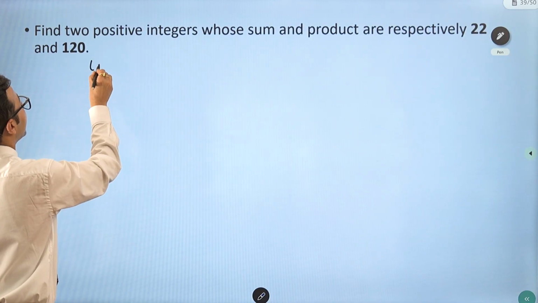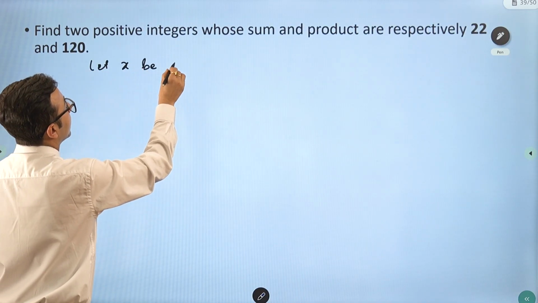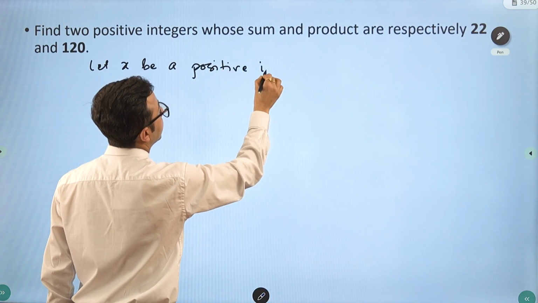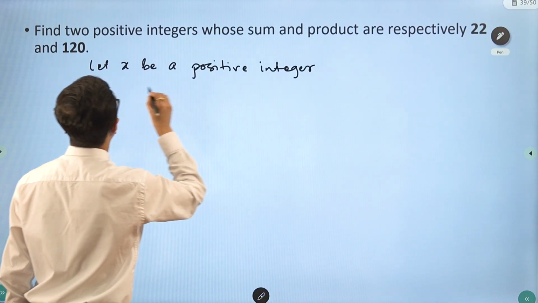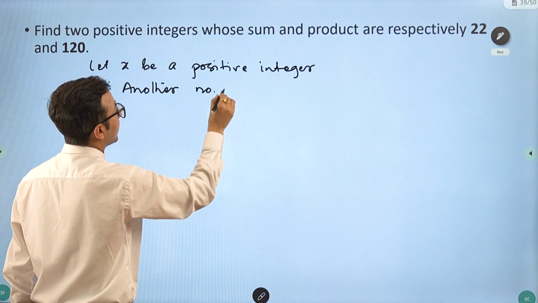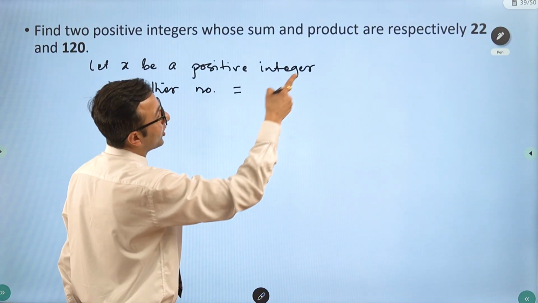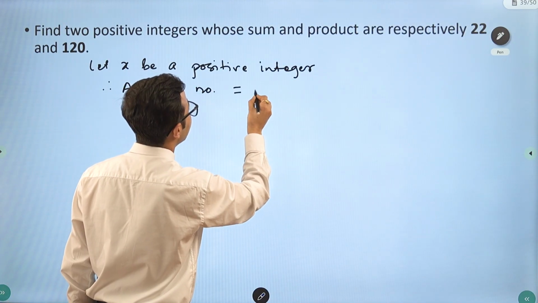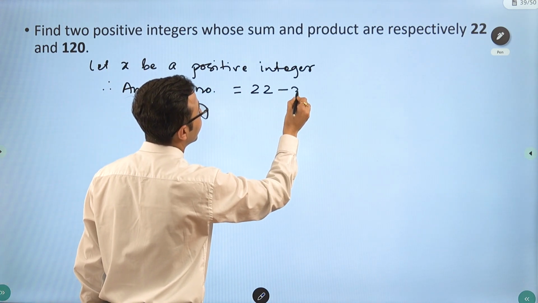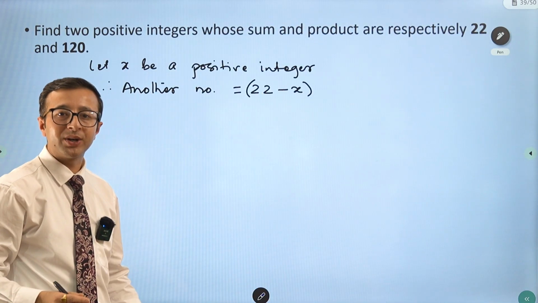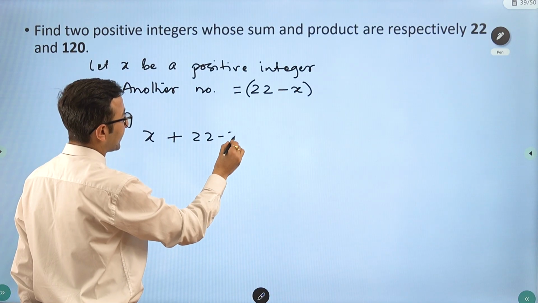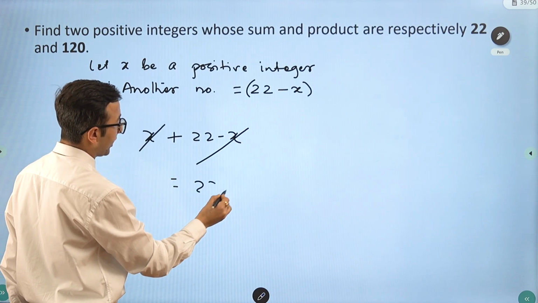So we'll assume that let x be a positive integer. Therefore, another number is equal to the total sum. How much is the total sum? Total sum is 22. And the given number that we assumed here as x, so the other number will be 22 minus x, because we are doing the quadratic equation in one variable. You can check it. One of the numbers is x, another is 22 minus x. If you add these two, x will be removed. You will get that the sum is 22.